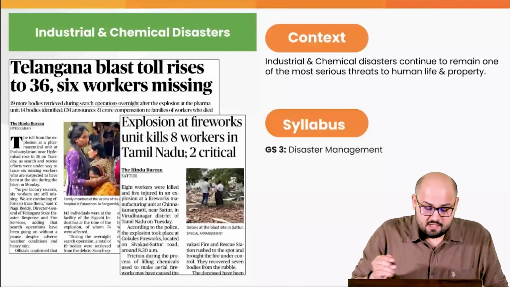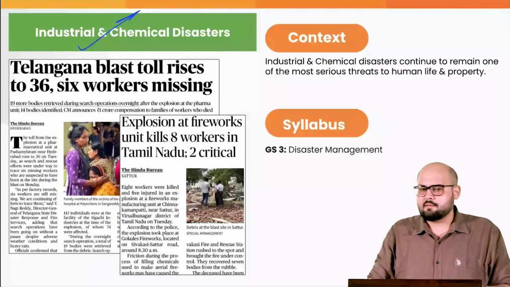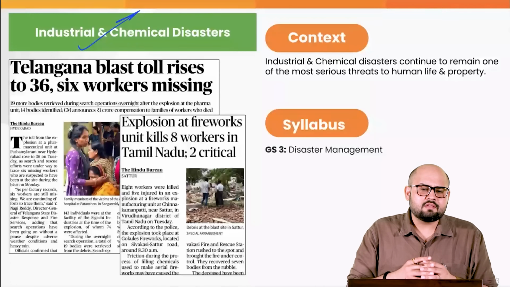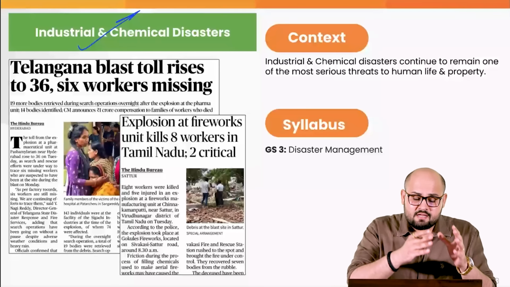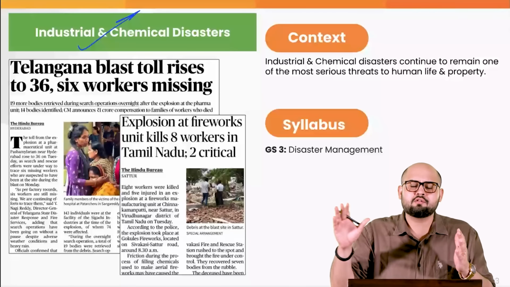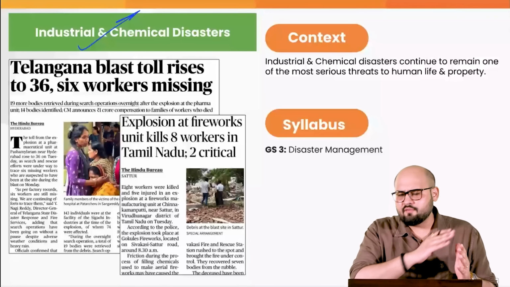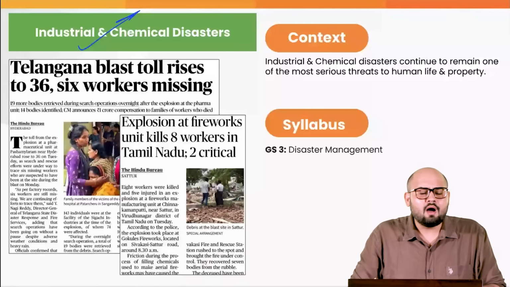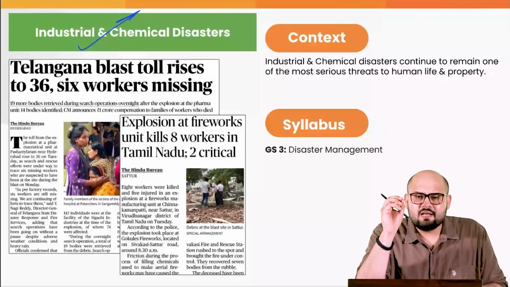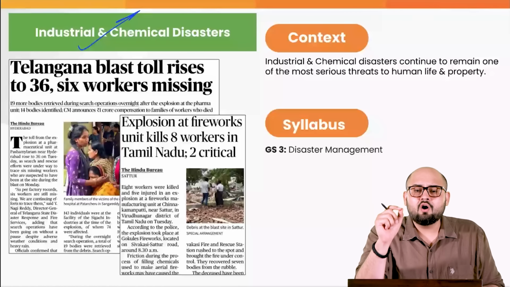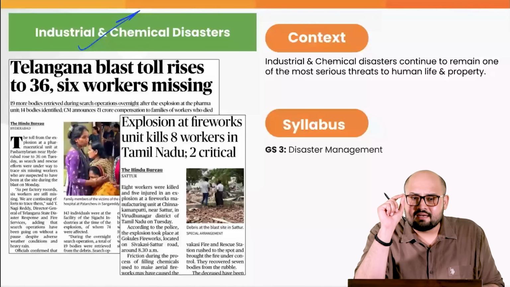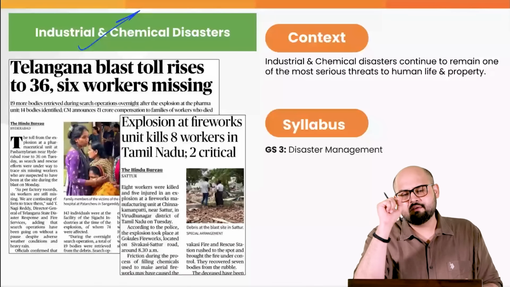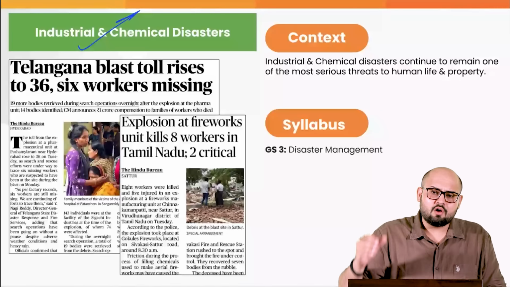Coming to the next topic, this is with respect to industrial and chemical disasters. With the increasing pace of industrialization and economic growth, we have been witnessing increasing frequency of these industrial and chemical disasters across the country. It has claimed the lives of hundreds of people, and there has been a huge loss of property. Primarily these instances are occurring because of human errors, negligence on the part of the owners, or safety protocols not being followed. And this has resulted in the loss of lives of so many people.